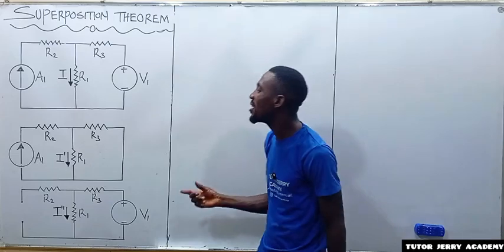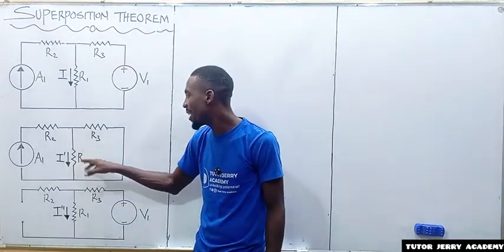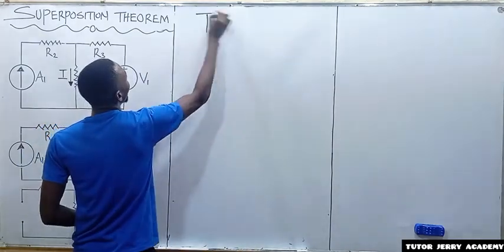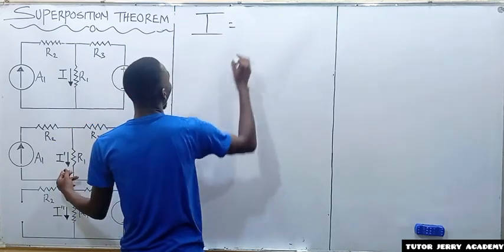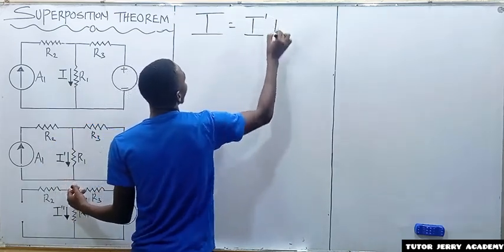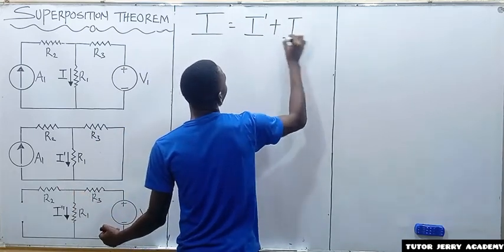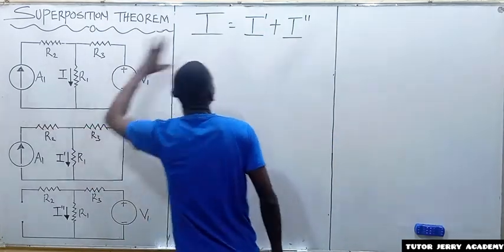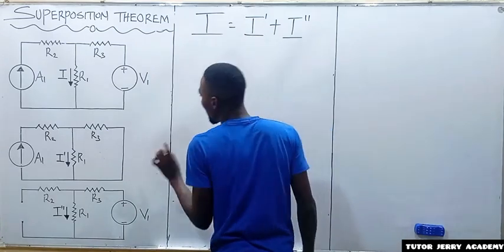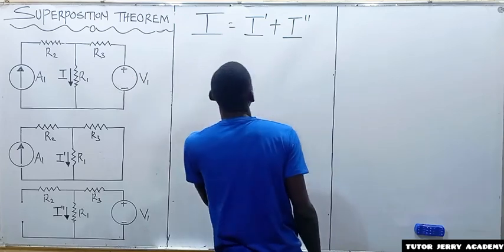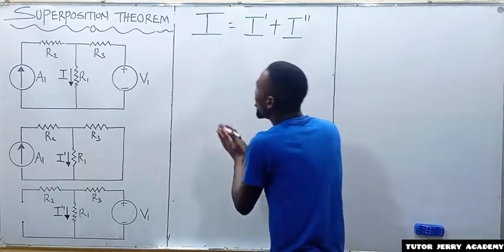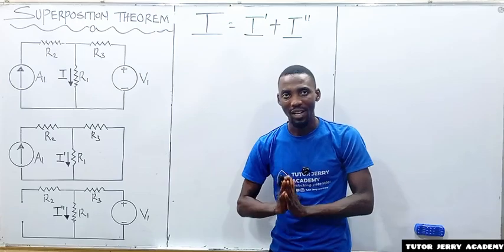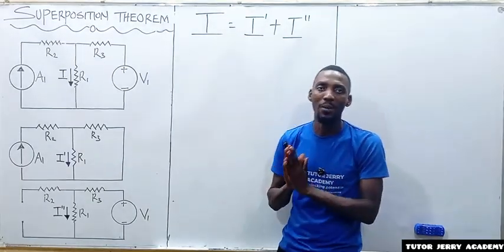Then superposition theorem is telling us that for us to get the value of I, the value of I will be equal to the sum of I prime plus I double prime. Our I prime is gotten when we consider the current source only. Then our I double prime is gotten when we consider the voltage source only. So by the time we add the effect of these together, we get our I, and that is what superposition theorem is all about. I hope you understand the concept of superposition theorem.